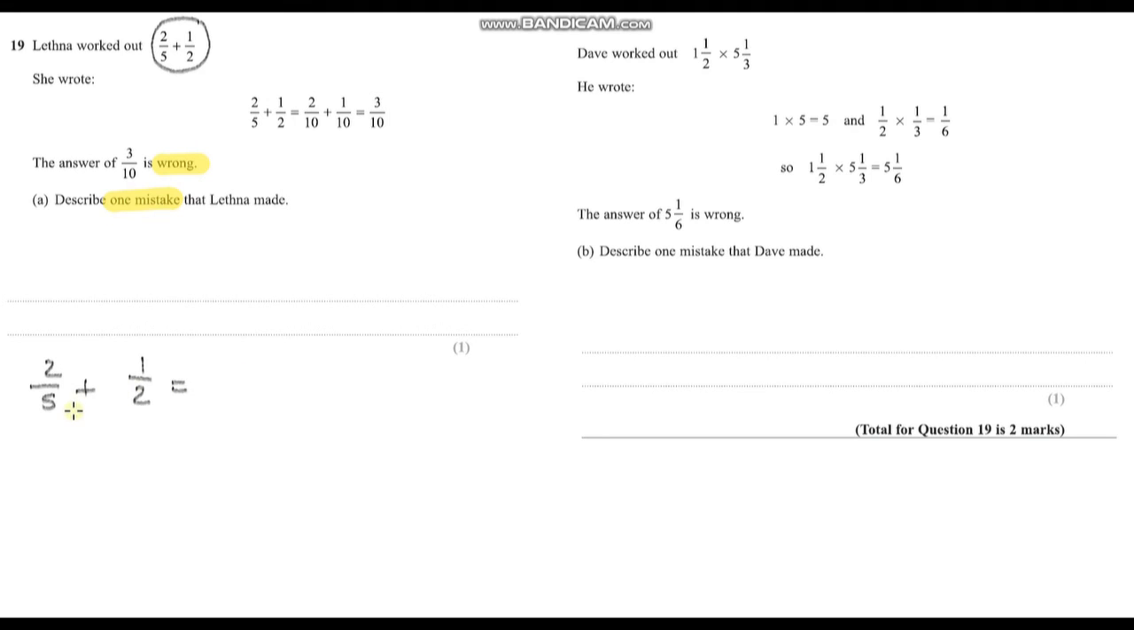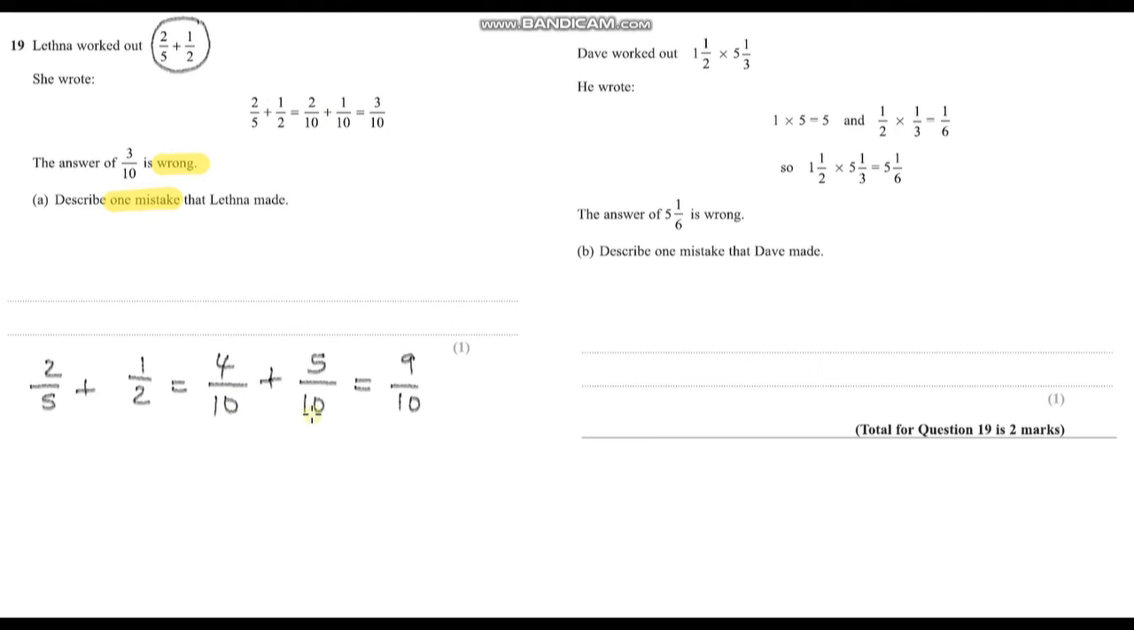So we can only add or subtract fractions where the denominators are the same. So we're going to have to get a common denominator. And I can see the lowest common multiple of 5 and 2 is 10. So that's our denominator. So the first fraction, to go from 5 to 10, we need to multiply by 2. So 2 times 2 is 4. And then the second fraction, to go from 2 to 10, we multiply by 5. 1 times 5 is 5. So now we can add our fractions together. We get 9/10. So I can see that their denominators are correct.